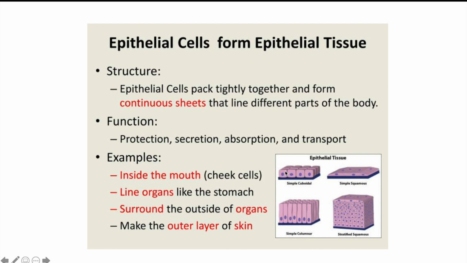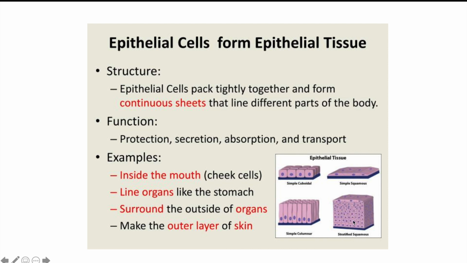And that just means, well, in this picture, I've got one row of cuboidal cells. So that's why I call it simple cuboidal. Here, I've got one row of squamous cells. So I call it simple squamous. One row of columnar cells, so simple columnar. Now, if I have two or more rows of these cells, I will call it stratified. So in this case, it's a stratified squamous layer.